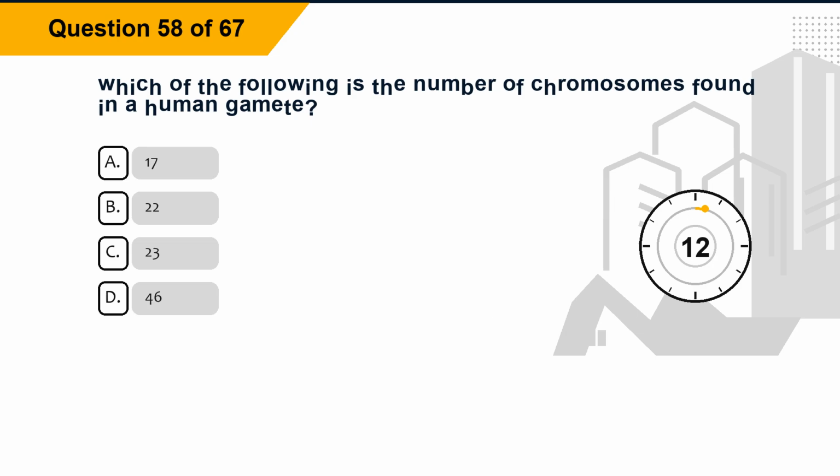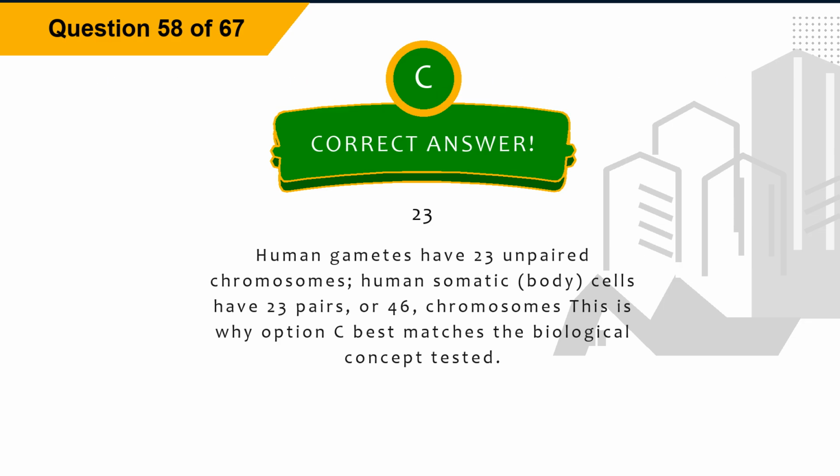Question 58. Which of the following is the number of chromosomes found in a human gamete? Option A, 17. Option B, 22. Option C, 23. Option D, 46. The correct answer is option C, 23. Explanation: human gametes have 23 unpaired chromosomes. Human somatic body cells have 23 pairs, or 46, chromosomes. This is why option C best matches the biological concept tested.